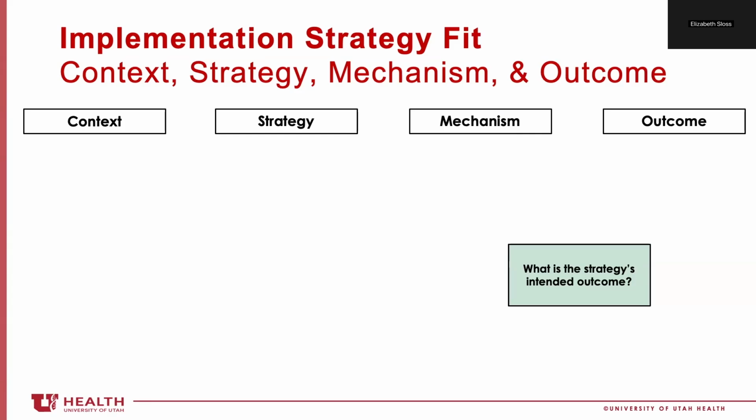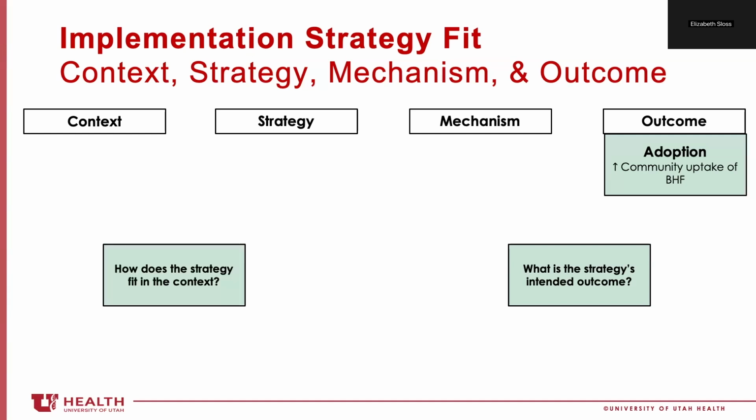Like, where is the hot spot? What's going on in that setting? So usually the strategy's intended outcome is the first thing that we identify: what's the need? What's the need in that particular context? And for us, I'm going to give you one example here. We wanted to improve adoption of Building Healthy Families in rural communities.